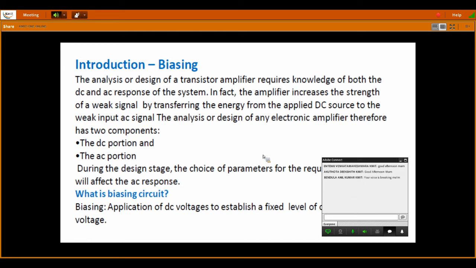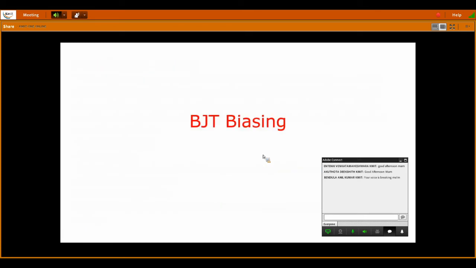Okay, so biasing. In order to introduce biasing, let me first explain the importance of biasing and why we require biasing in an amplifier. Thereafter we will move to how many types of biasing techniques there are, and which is suitable for proper biasing of the transistor which I want to use as an amplifier.